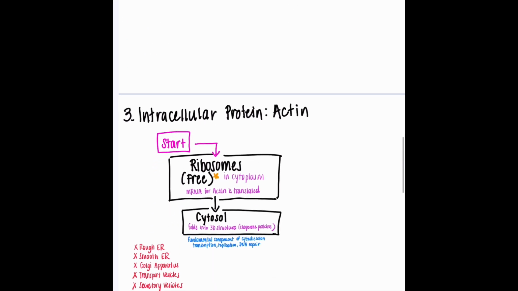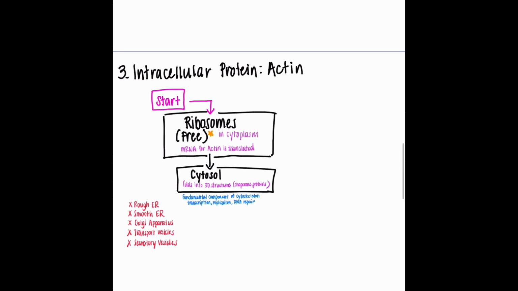Moving on to the last flow chart, which is the intracellular protein actin, it starts in the free ribosomes in the cytoplasm, and since it's not used for export or membrane insertion, it stays in the cytoplasm and folds into a 3D structure with the assistance of chaperone proteins and is the framework for the cytoskeleton and is a fundamental component of the cytoskeleton and provides structural integrity and enables cell movement and division.